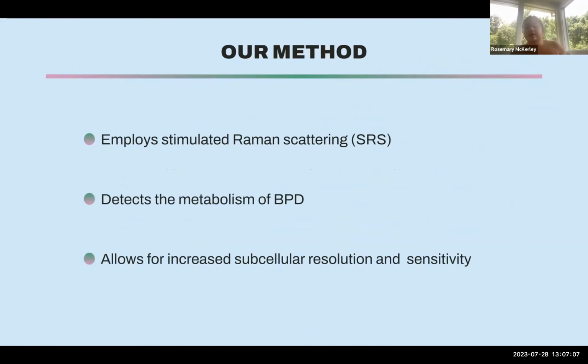So our method of detecting BPD involves something called stimulated Raman scattering, which is a new microscopy technique that I'll explain a little bit more in the next slide. But in short, it detects the metabolism of BPD, so the metabolism of cells within the lungs, and it allows for increased subcellular resolution and sensitivity.